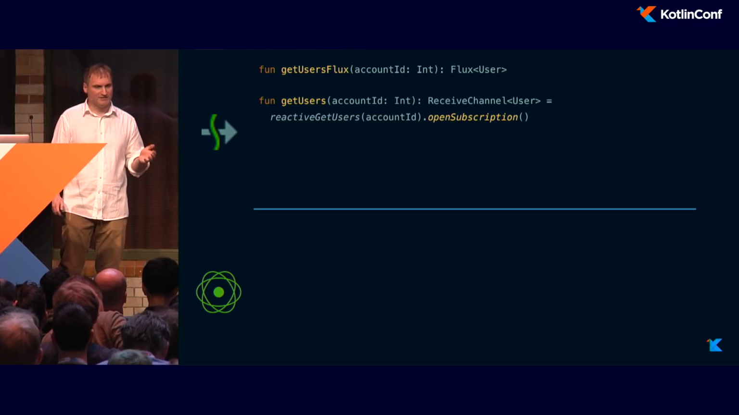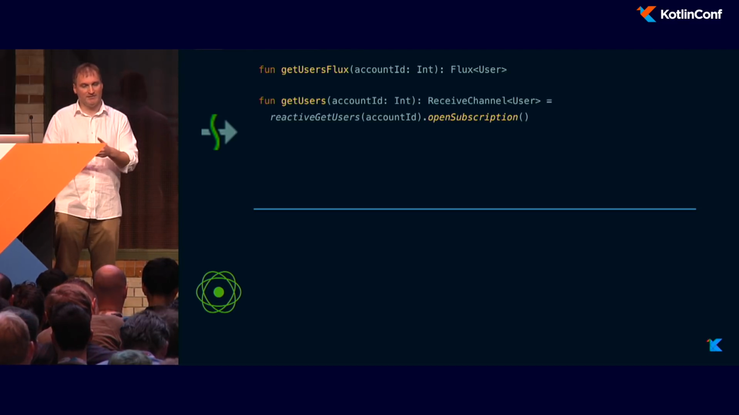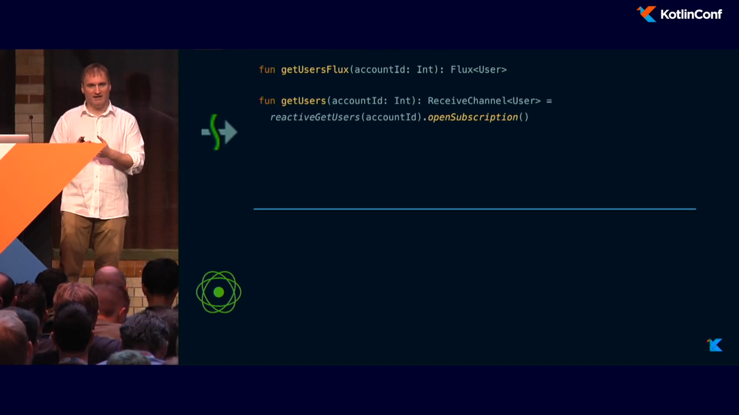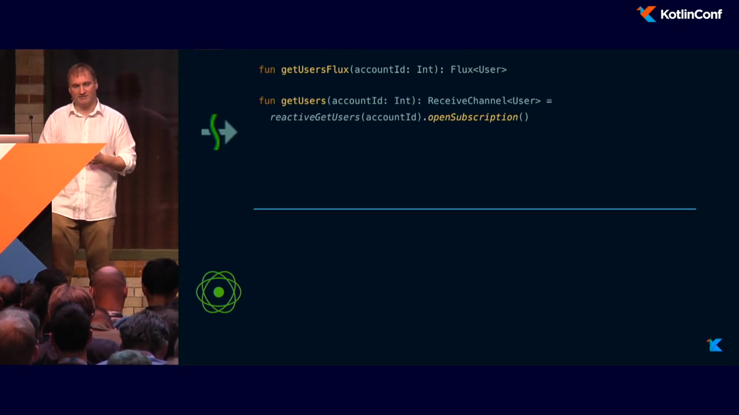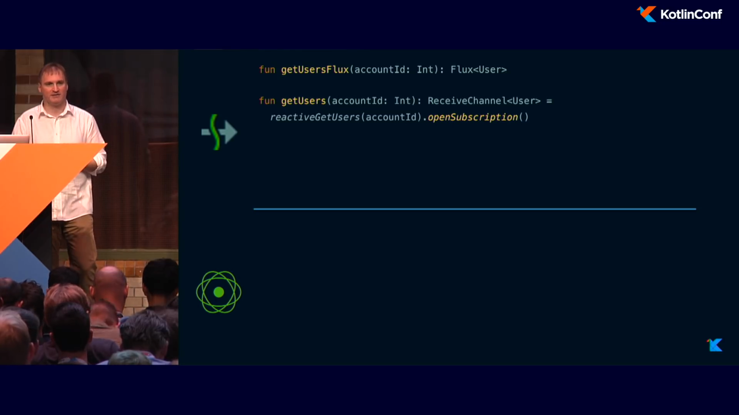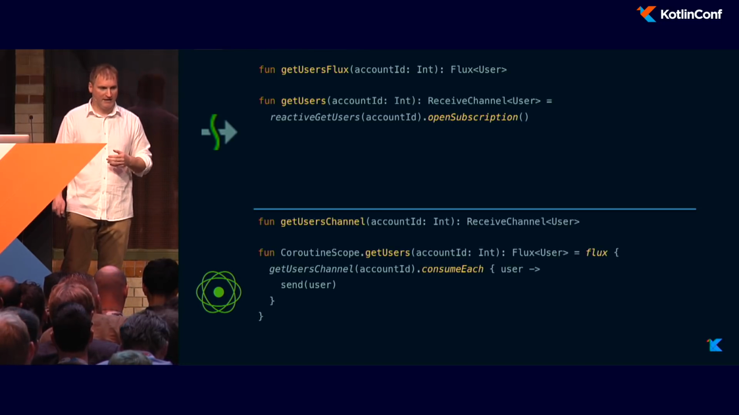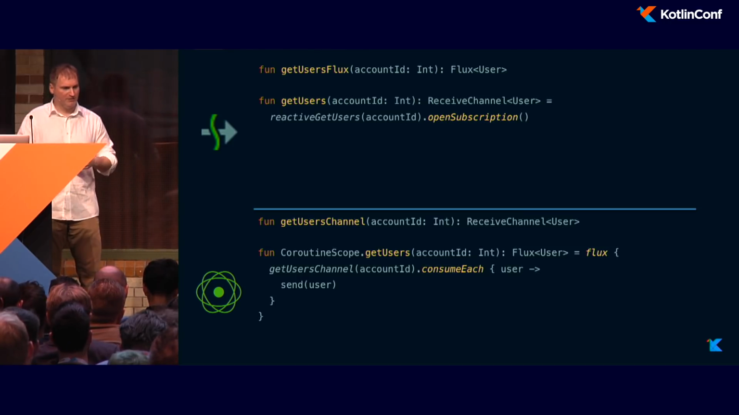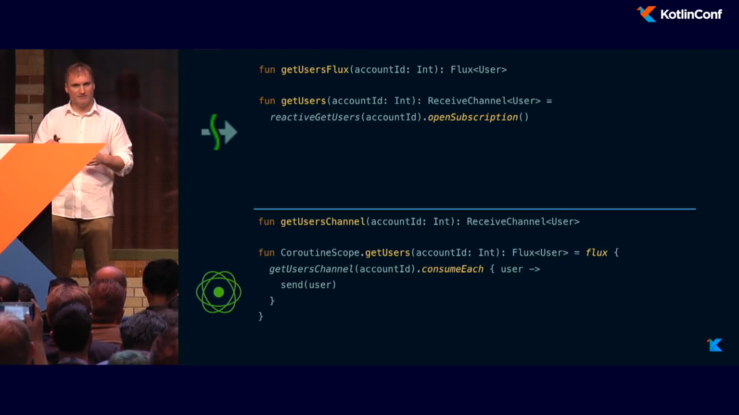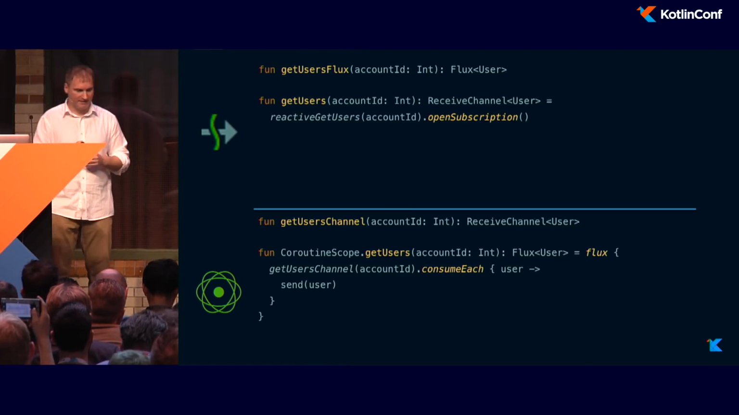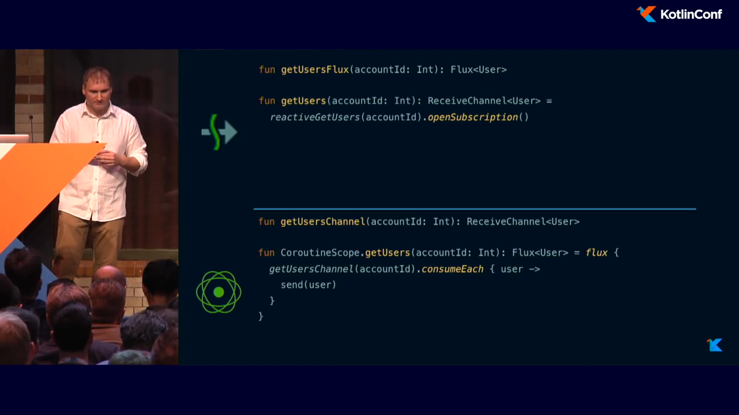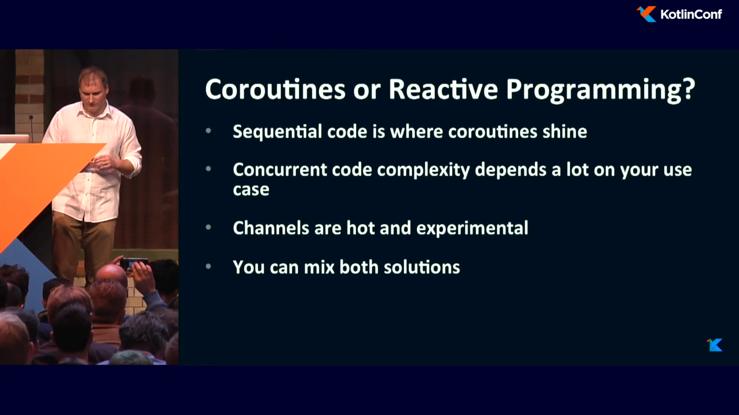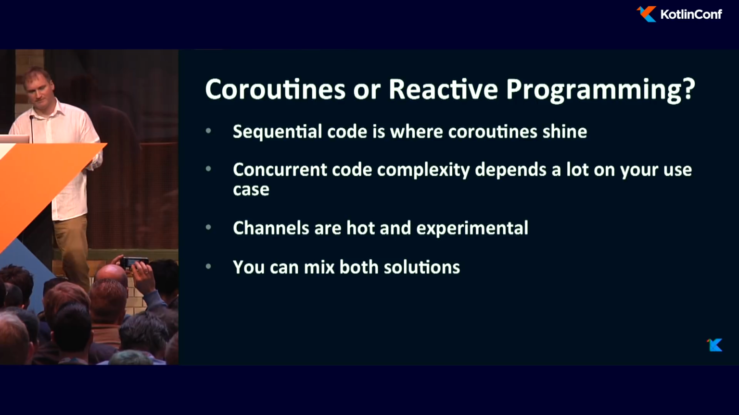The same thing applies to Flux. If you have a Flux, like a stream of values, you can call open subscription. It will give you a receive channel so that you can use this channel in your coroutines. And by the same token, if you have a receive channel, you can create a Flux where you send some values to this Flux. So the question is, which one should we use?